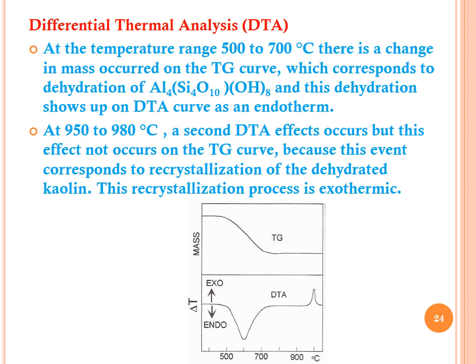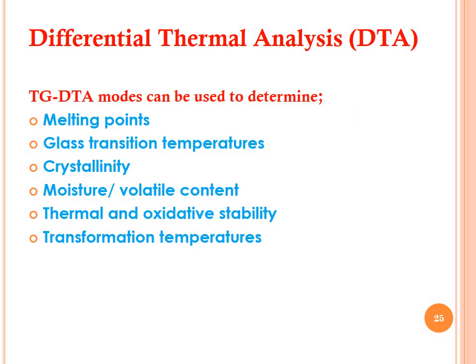The endothermic phenomenon is observed at 500 to 700, while at 950 to 980 degrees centigrade we see a maxima. This maxima is exothermic. This is because this event corresponds to the recrystallization of dehydrated kaolin. This recrystallization process is exothermic, shown by the maxima in the DTA curve. TGA-DTA mode can be used to determine melting points, glass transition temperature, crystallinity, moisture, volatile content, thermal and oxidative stability, and transformation temperatures.